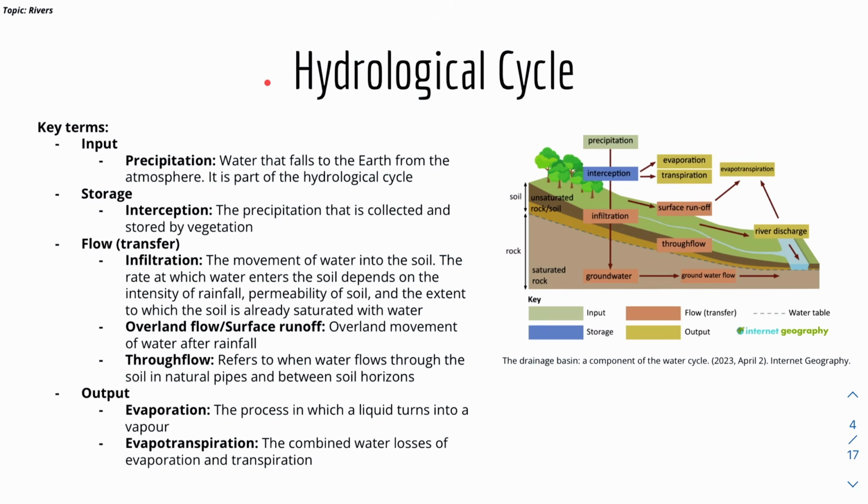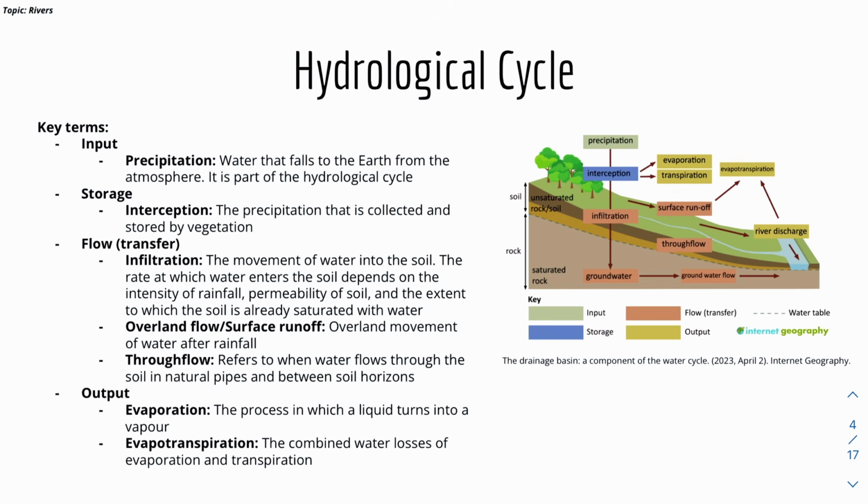Then we'll look more into the hydrological cycle. So we have the different processes or different keys in the cycle. We have the input, storage, flow or the transfer, and the output. So input to the cycle is, as I mentioned, precipitation, where the water basically falls on the earth via rain, hail, or snow. Storage is quite straightforward, where it's basically how water is stored throughout the whole process. And the precipitation that is collected and stored by vegetation is called interception.